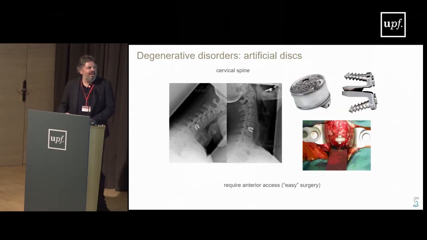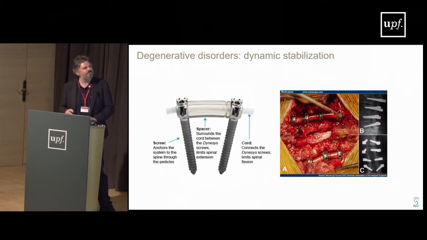In the cervical spine, it's easier because it's very easy to get access from the front of the neck. So it's basically the same surgery, same models of artificial discs, but much easier. That means this type of surgery is more frequently used. There are fewer complications for the patients, less blood loss, and so on. So this makes things easier for both the surgeon and the patient.